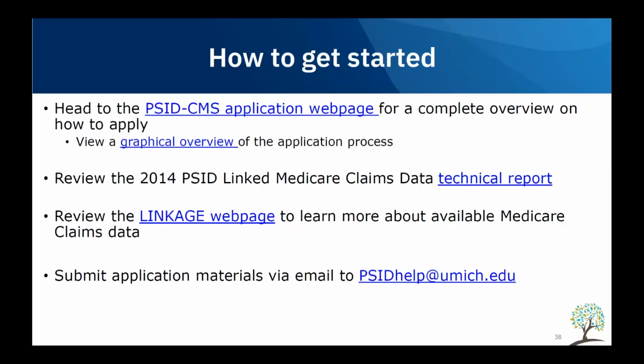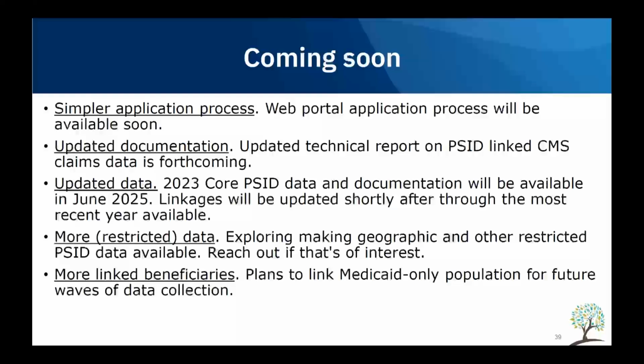And the first step in the application process, as I mentioned, is to pull together materials and submit it to PSID. You would submit it to this psidhelp@umich.edu address. If there are questions with application materials, or you're not sure what to provide, or if you need something, that email is also the place to go to ask questions about this process. Next slide. Okay. So now I just want to give folks a little sneak peek on what's coming.